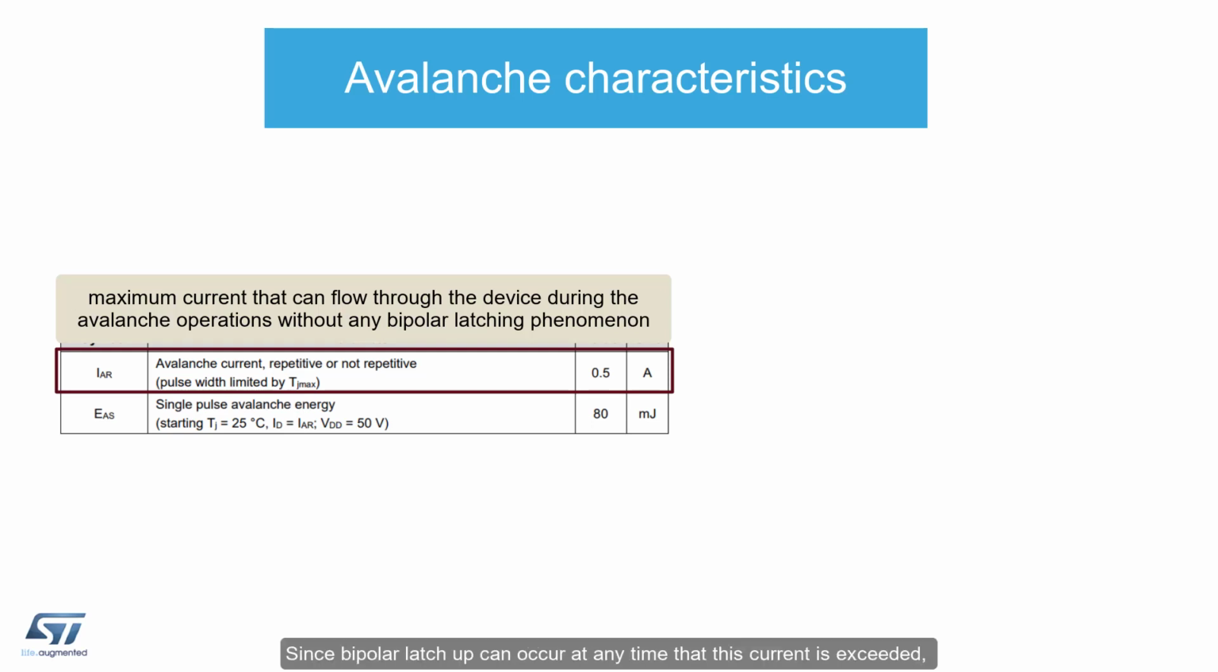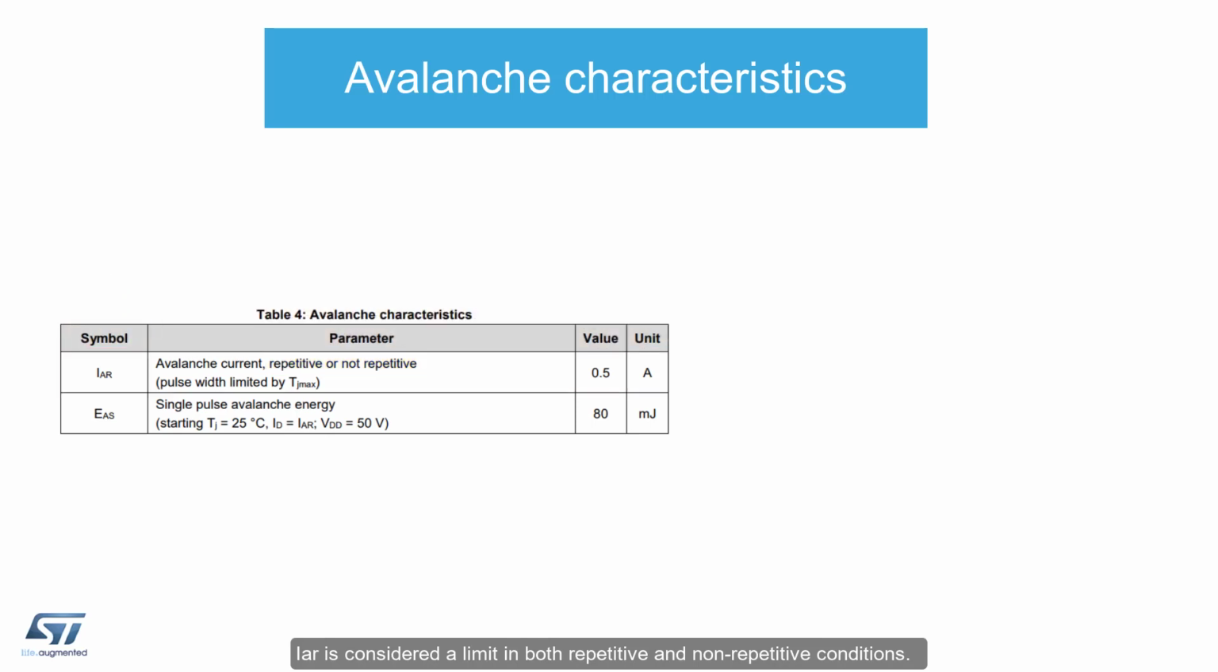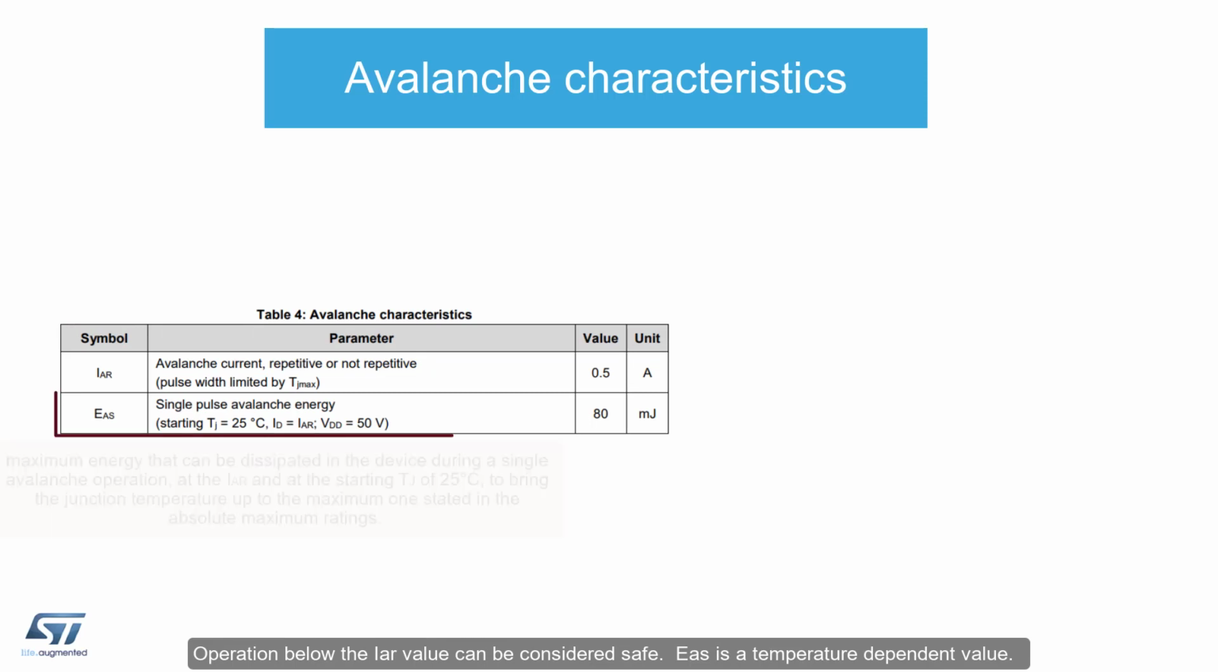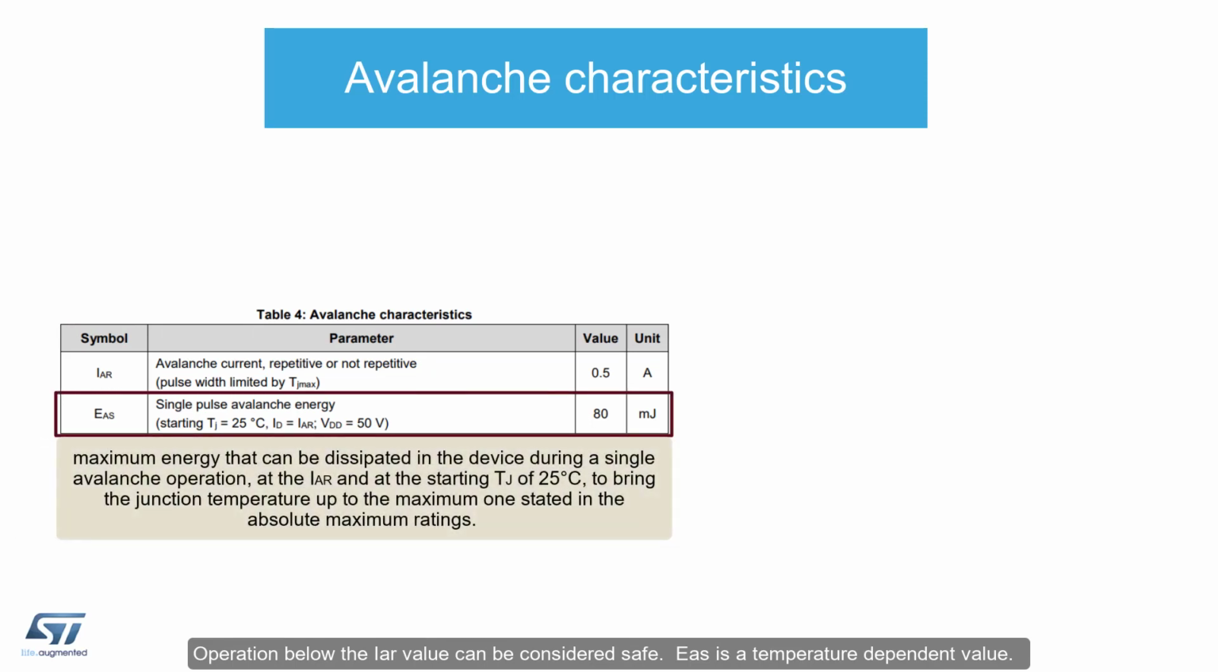Since bipolar latch-up can occur at any time that this current is exceeded, IAR is considered a limit in both repetitive and non-repetitive conditions. Operation below the IAR value can be considered safe. EAS is a temperature-dependent value. It is defined by the maximum amount of energy that can be dissipated in the MOSFET during avalanche without exceeding the maximum rated junction temperature.